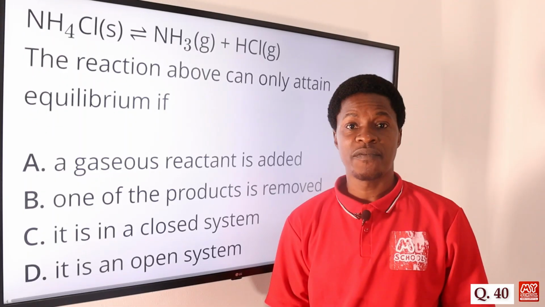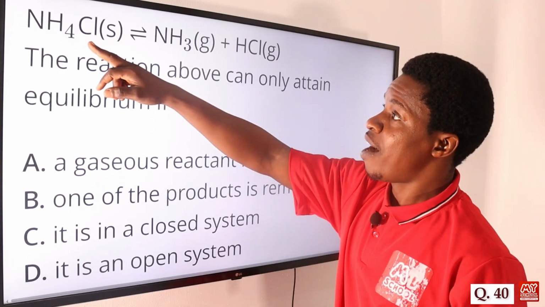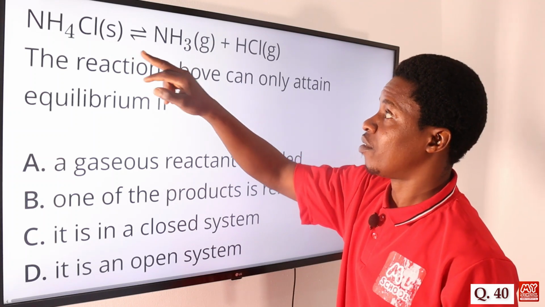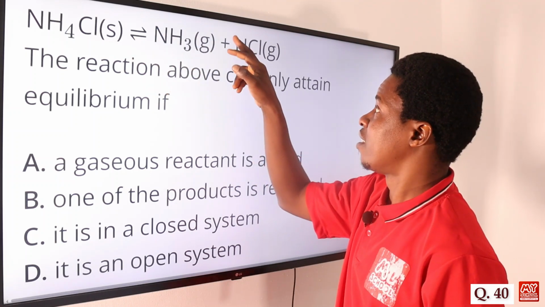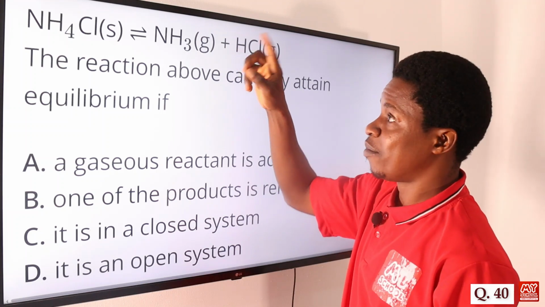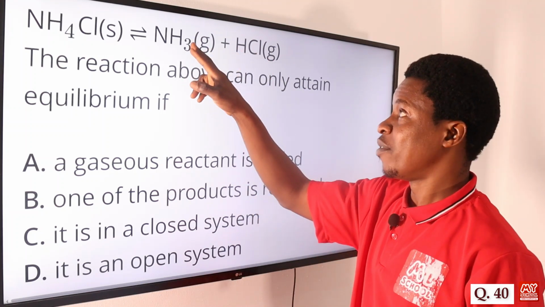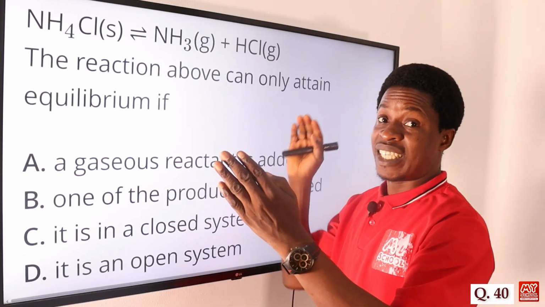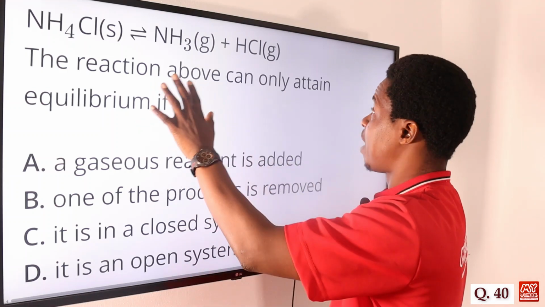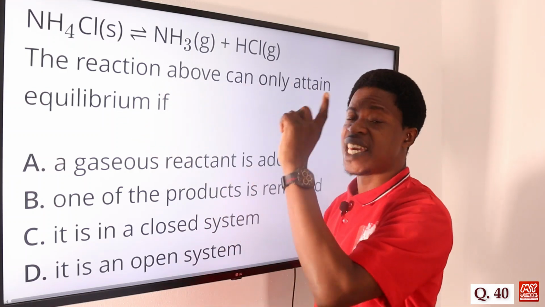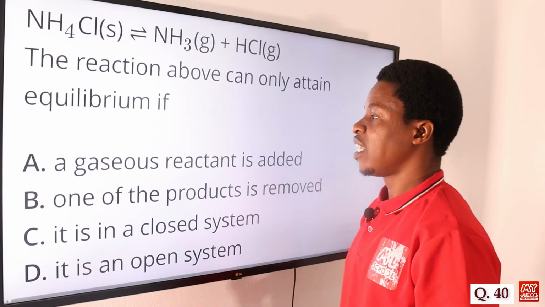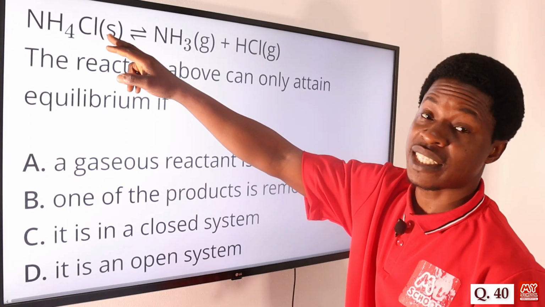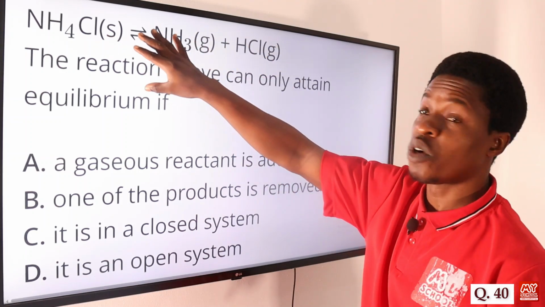Now let's move on to question number 40. We have a reaction here, ammonium chloride. Okay, this is a reversible reaction to form ammonia and HCl. We saw a question like this before where ammonia gas was brought closer to hydrochloric acid to form white fumes, but this time it is the reversible reaction. The reaction above can only attain equilibrium if what? Option A says a gaseous reactant is added. If you add a gaseous reactant here, it is going to alter that reaction.